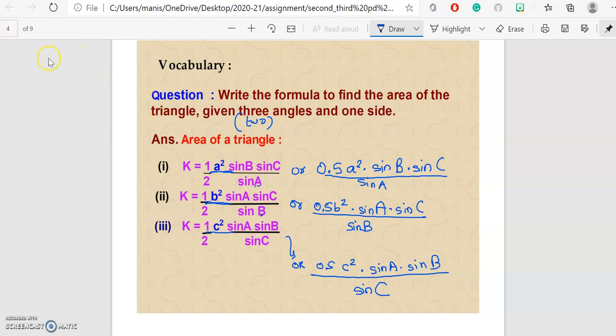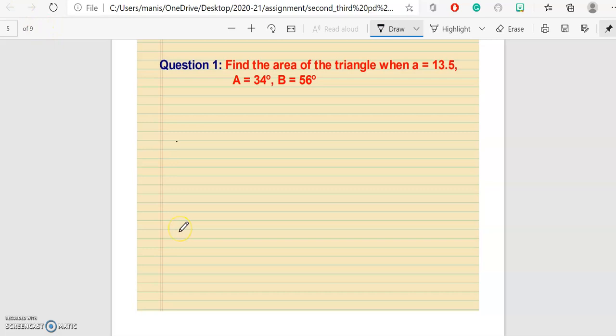Remember, you will be given two angles and you have to find the third angle by using the angle sum property of a triangle. Find the area of the triangle when side lowercase a is equal to 13.5, uppercase A is 34 degrees, B is 56 degrees. Now remember from the previous slide, the formula which you will be using over here is 0.5. Now they have given you side a, it will be a squared times.